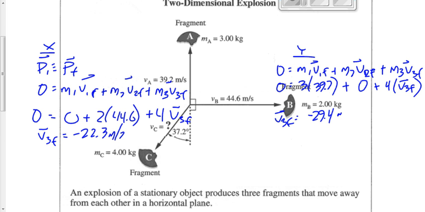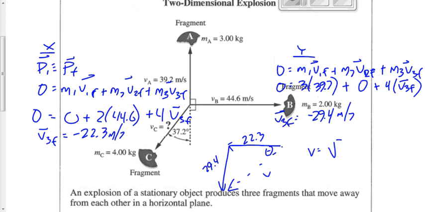And we got to combine them. We got negative 22.3, negative 29.4. We're going to solve for V there. We don't need to solve for theta, but we could using the tan function. V is just going to be the Pythagorean theorem, and it's going to work out to be 36.9 meters per second.